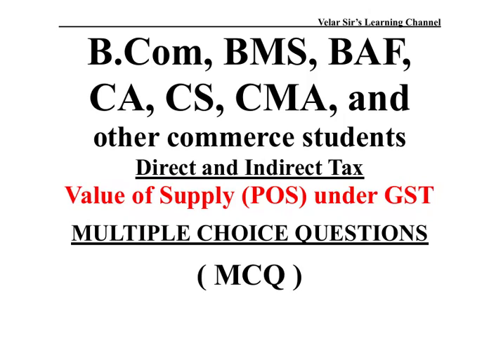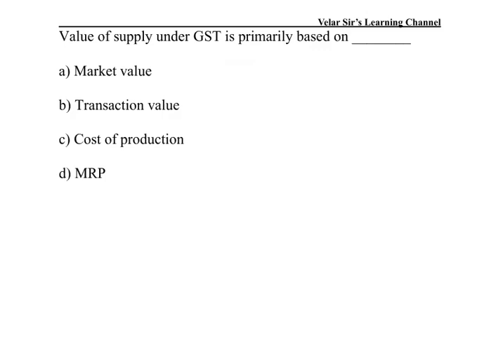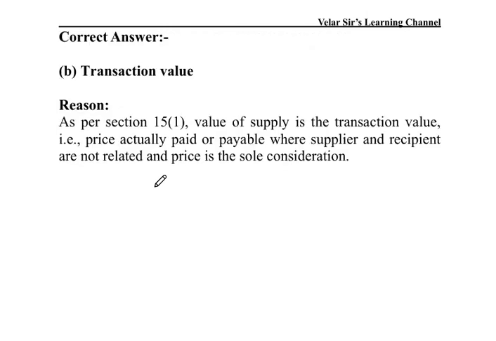The first MCQ under the value of supply topic. Value of supply under GST is primarily based on dash. The options given are market value, transaction value, cost of production, and the fourth option is MRP. The right answer will be B, transaction value.